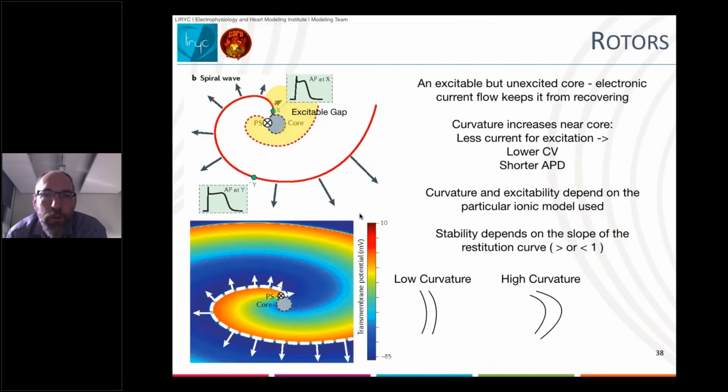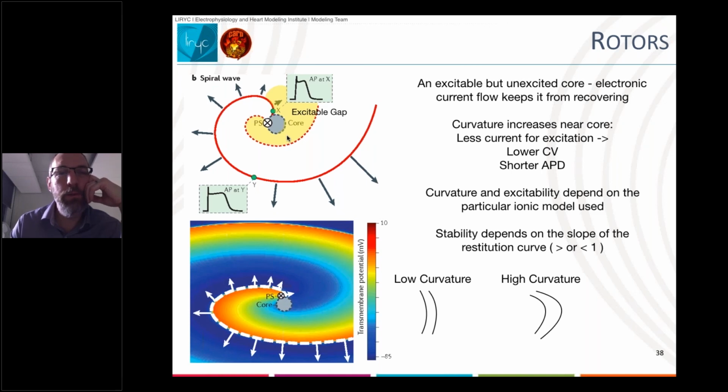So let's look at a rotor. What's happening at a rotor? Rotors are sort of complicated things. It took people a while to figure out what rotors were. So at the X, you see we have the phase singularity, or PS. We have a gray area in the middle, which is inexcitable, which is called the core. The dashed line is the wave back, and the solid red line is the wave front. In between the wave back and the wave front, you have the excitable gap.